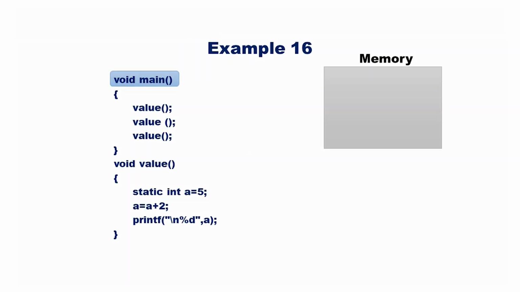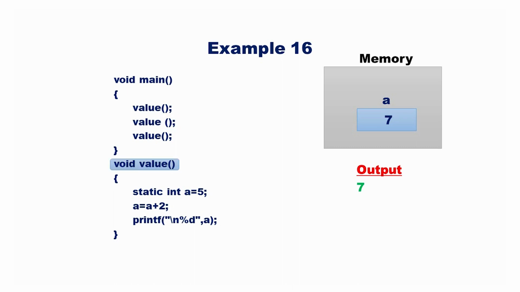Let us see an example. Start with main. First statement is call to function value. Go to value. A is declared as a static variable and initialized with 5. A equal to A plus 2. A now becomes 7. Print A. We will get the output 7. Goes back to main. Unlike automatic variable, the static variable is not destroyed on exit from the function.